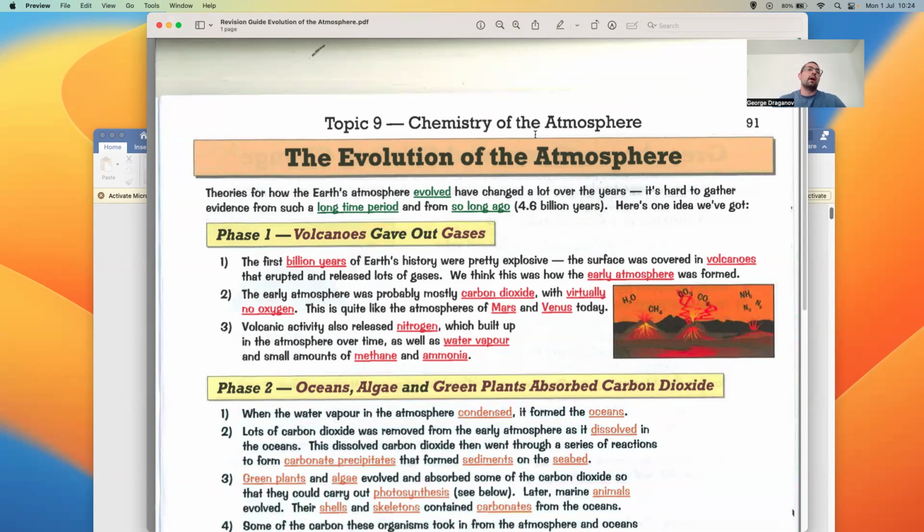Volcanic activity also releases N2, nitrogen, as well as small traces of water vapor, because obviously it's a combustion reaction, methane, CH4, and ammonia, NH3. So these were the main gases present at the beginning: nitrogen and carbon dioxide, with small amounts of water vapor, methane, and ammonia. That is phase one. Now, phase two.